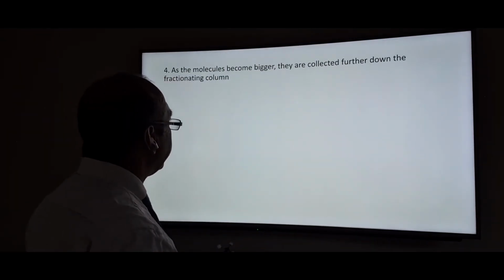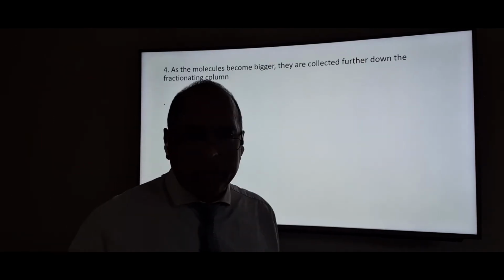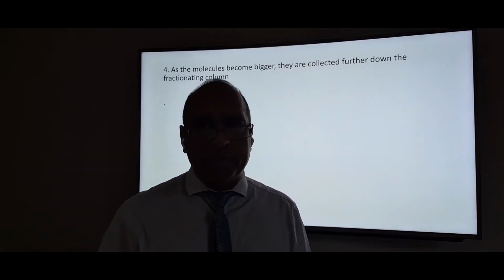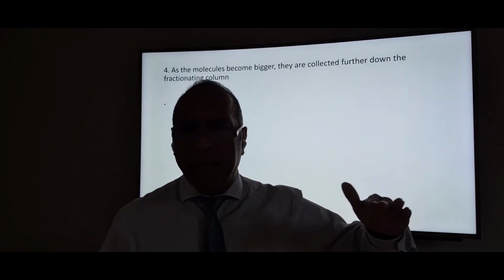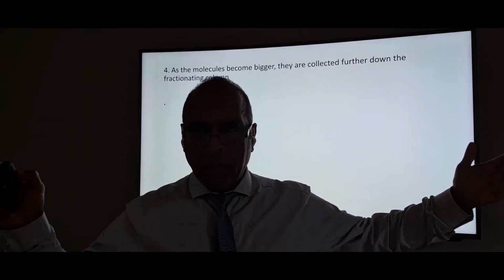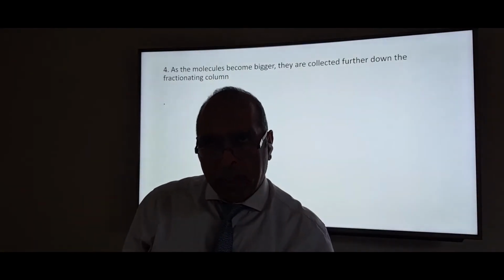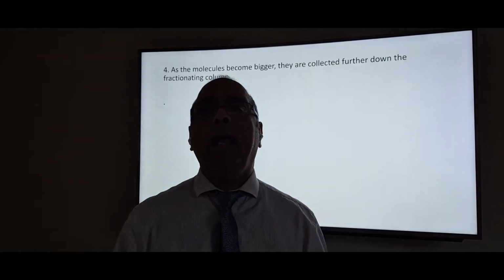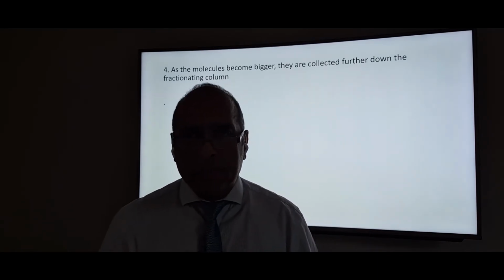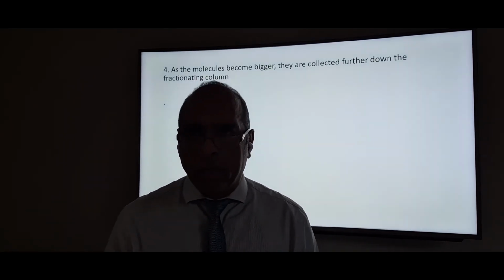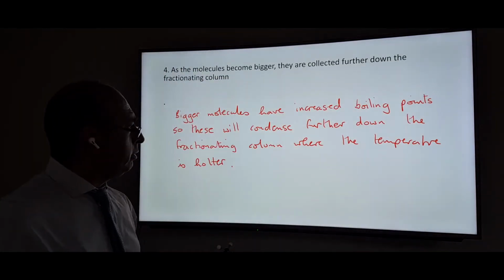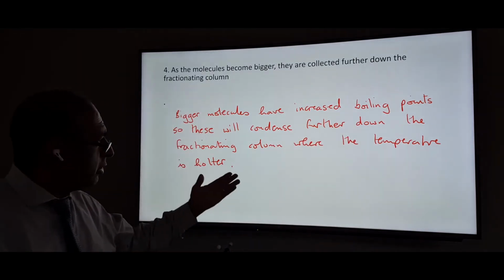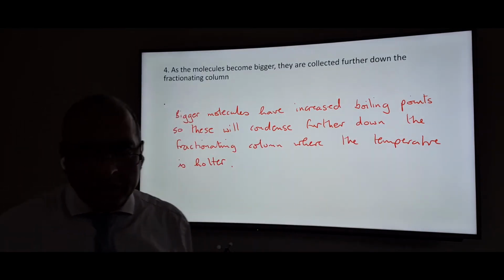As the molecules become bigger, they're collected further down the fractionating column. Well, I think this is pretty obvious. It's all about boiling temperatures. The boiling temperatures are bigger if it's a bigger molecule, and the temperature lower down is a bigger temperature. So the bigger molecules with higher boiling points will condense lower down the fractionating column. Bigger molecules have bigger boiling points, and so they'll condense further down the fractionating column where the temperature is hotter.